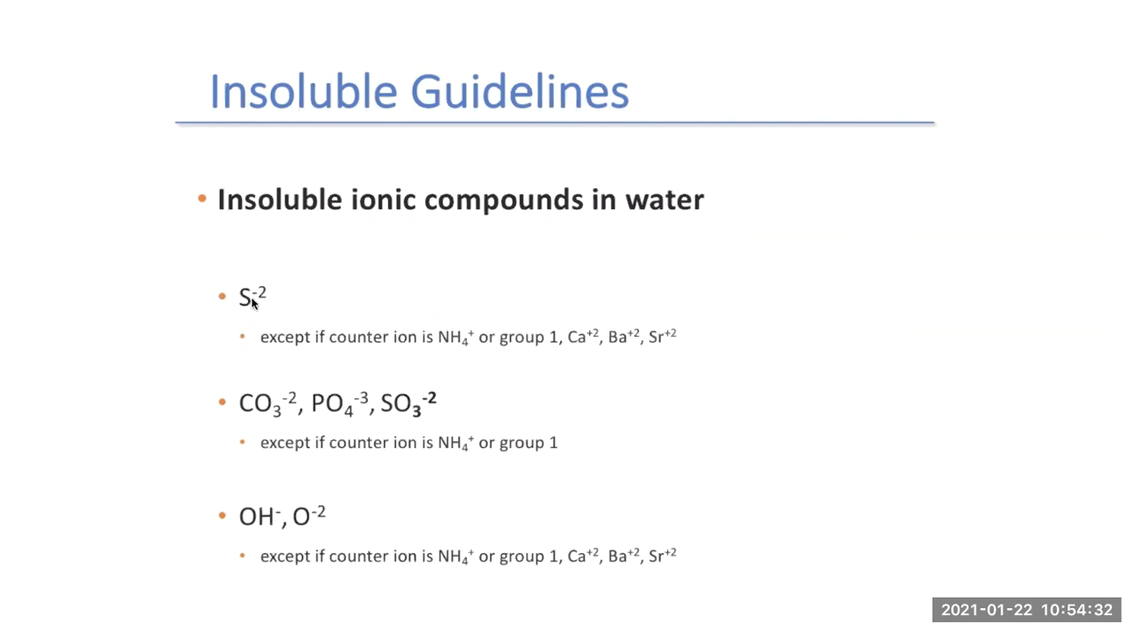So here, if it's a sulfide, carbonate, phosphate, hydroxide, or oxide, oxides act just like hydroxides. Group 1 and ammonium are always exceptions. And then for the sulfides and the hydroxides or oxides, it's the heavy group 2s.